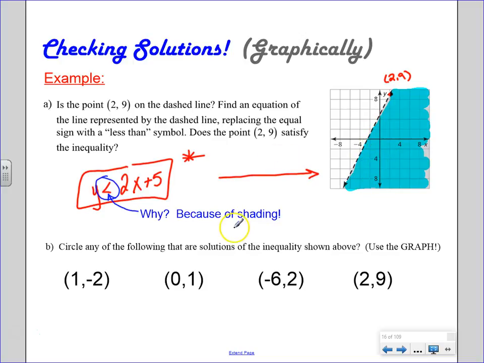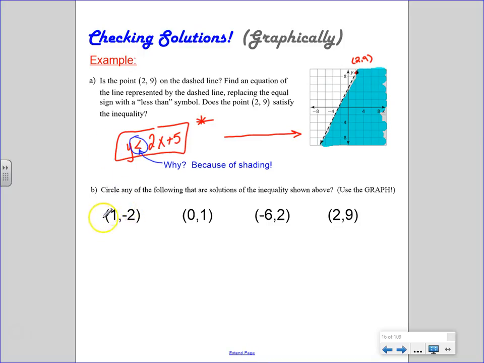Ready? I want you guys, in your notes, to think of an open circle as a dashed line. You're thinking along the right lines. Jordan, I need you to think open circle is like a dashed line.